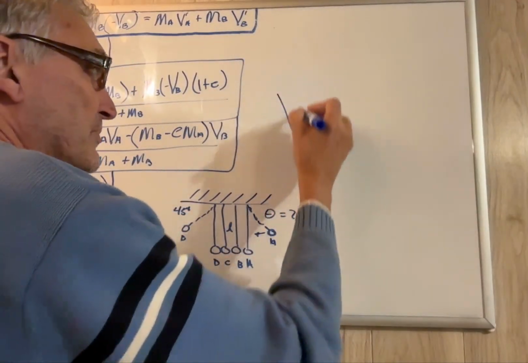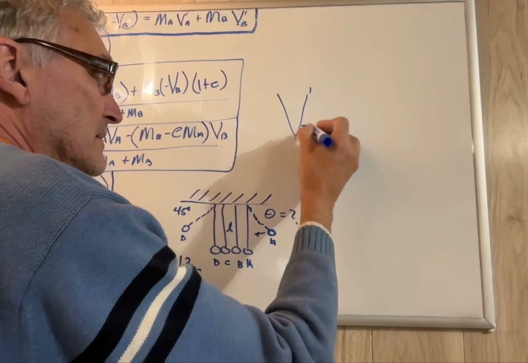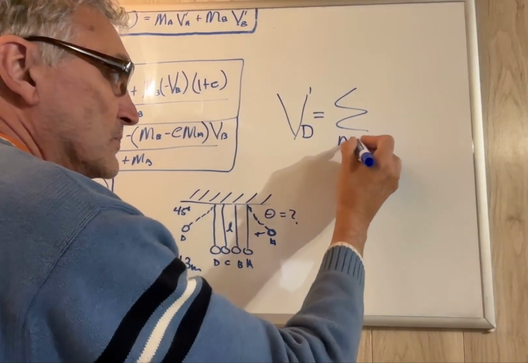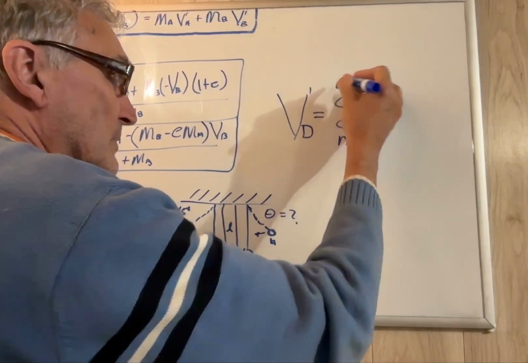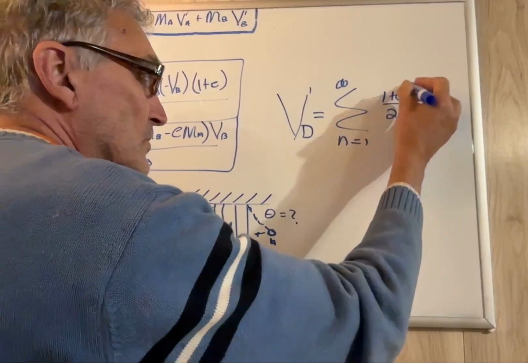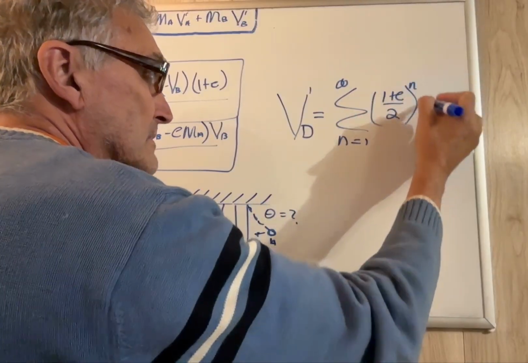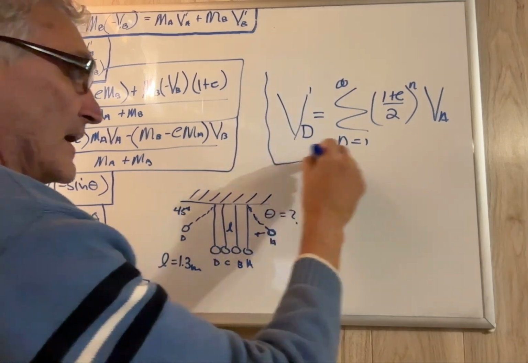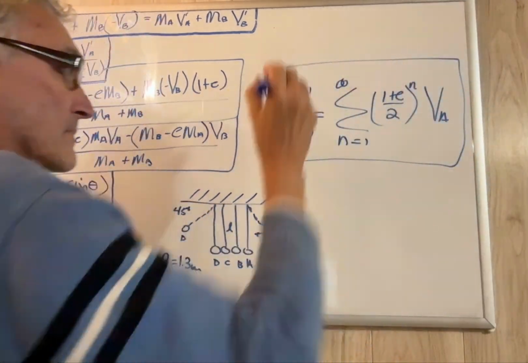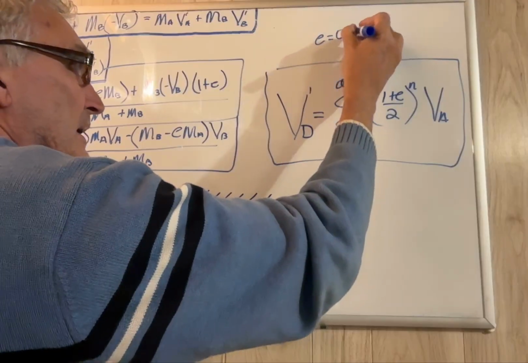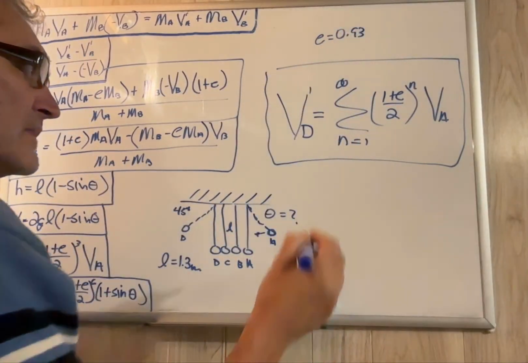So my velocity prime D is going to be equal to my addition of, we're going to say n equals 1 to infinity, I don't care what it is, of (1 plus E divided by 2) to the n times VA. And this is what you will find if you use 10%. Like if this E is equal to 0.93 as we decided, then this will work.